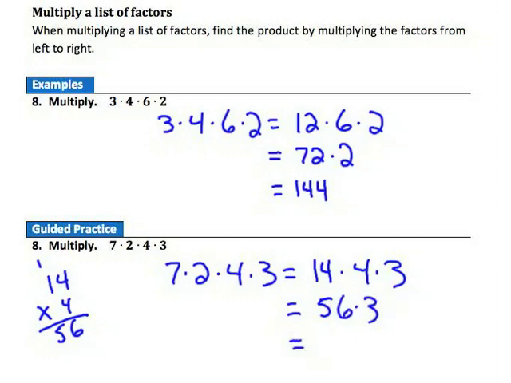Now I'm going to take 56 times 3. Again, not a basic fact. So I'm going to come over here, I'll erase this, and we'll multiply 56 times 3 on some scratch work here. So 3 times 6 is 18. Carry the 1. 3 times 5 is 15, plus the 1 is 16. So I get a final answer of 168.